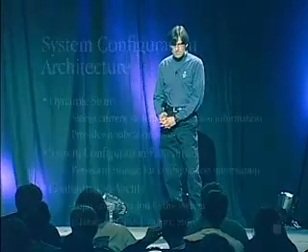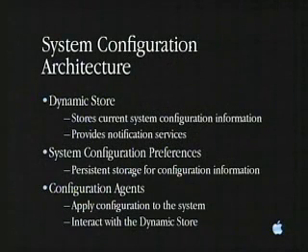So the system configuration architecture contains 3 main pieces: the dynamic store, system configuration preferences, and the configuration agents. The dynamic store stores the current system configuration information. It's a snapshot of the state of the system. The other thing that the dynamic store provides is notification services. The system configuration preferences provide system persistent storage for configuration information. This is where the sets in different locations are stored. Configuration agents apply the configuration that the user has chosen to the system and interact with the dynamic store.